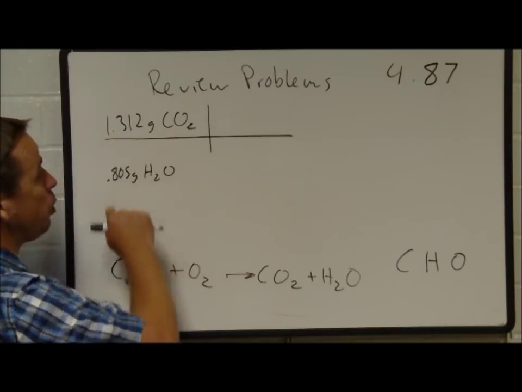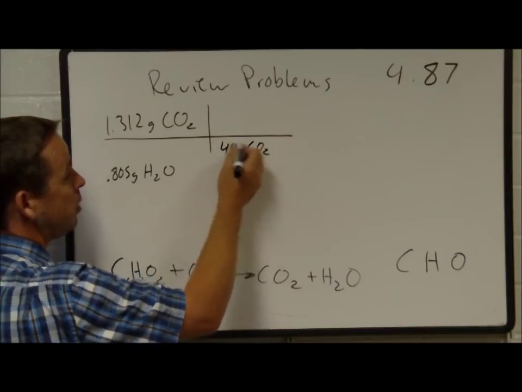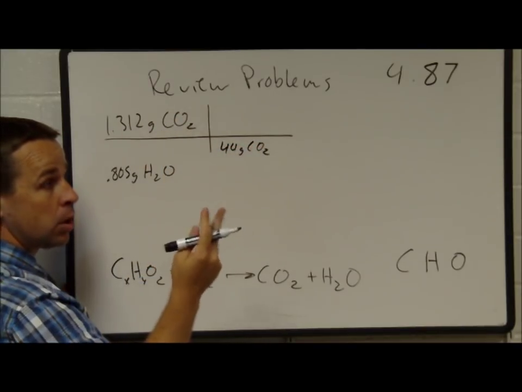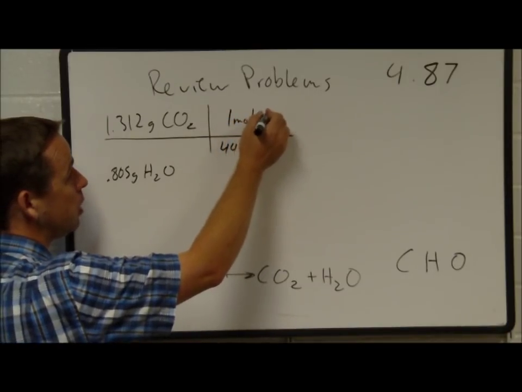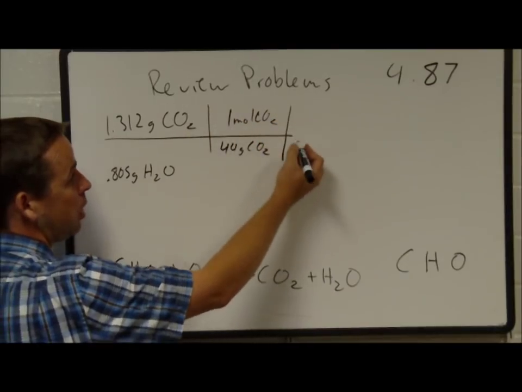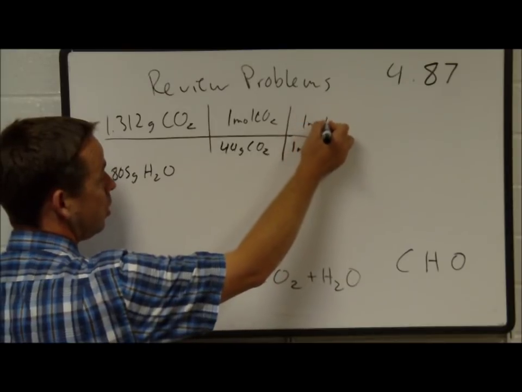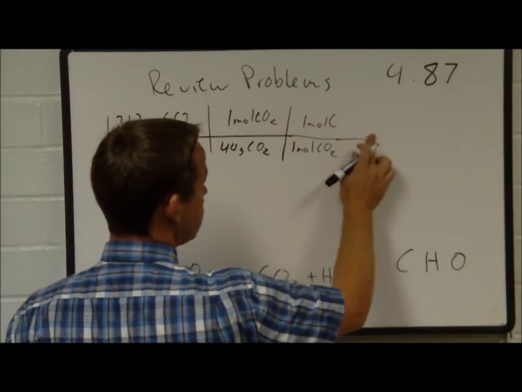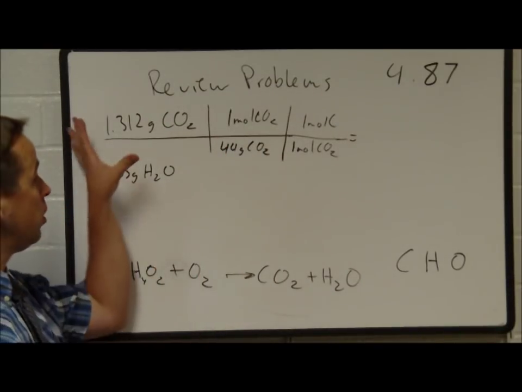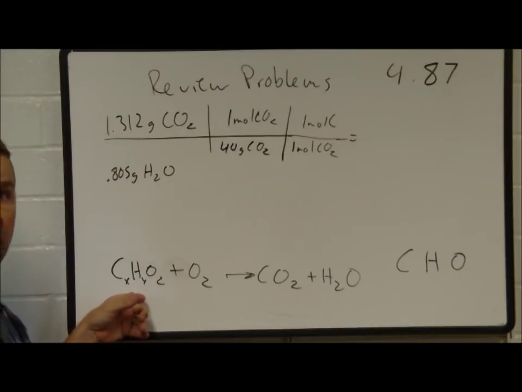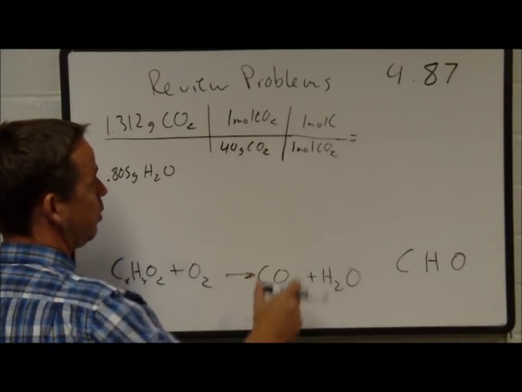All right, so if we have 1.312 grams of carbon dioxide, well, there's 44 grams of carbon dioxide, taking the molar mass, 1 carbon, 2 oxygen, 16, 16 plus 12. 44 grams of carbon dioxide for every 1 mole of carbon dioxide. So now we can know how many moles of carbon dioxide we got. For every 1 mole of carbon dioxide, there's 1 mole of carbon. So now we can determine how many moles of carbon were in this initial compound.